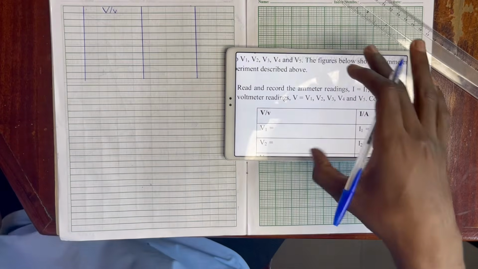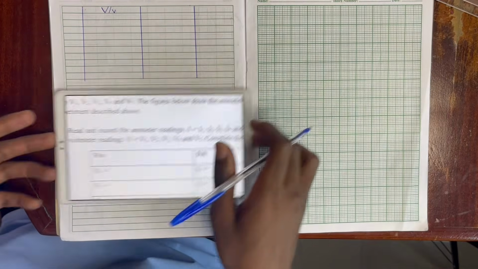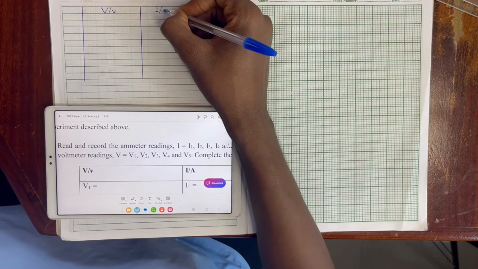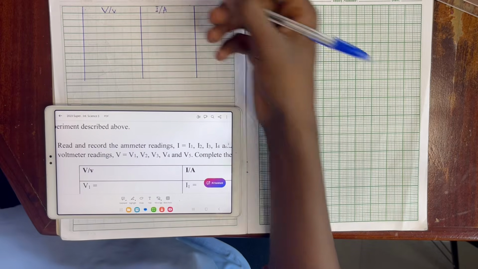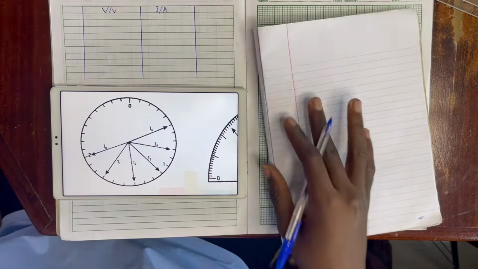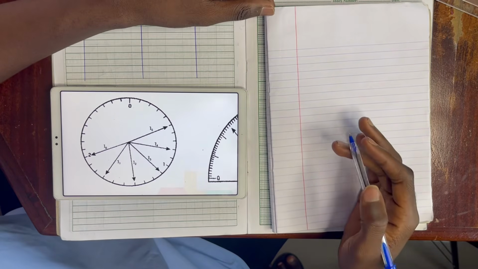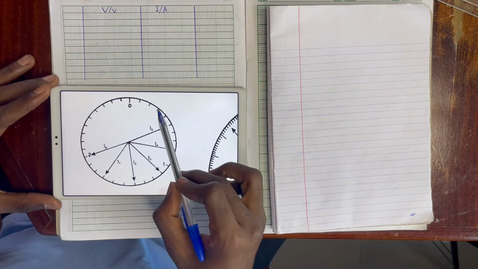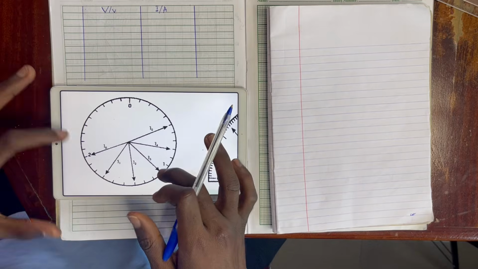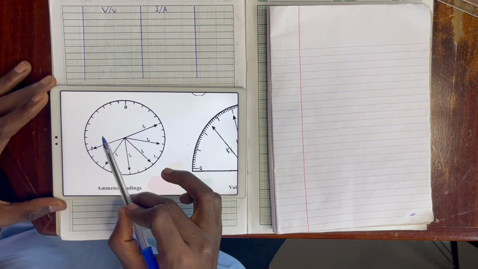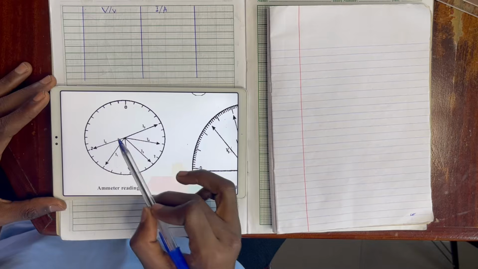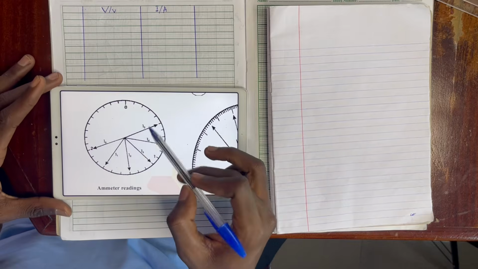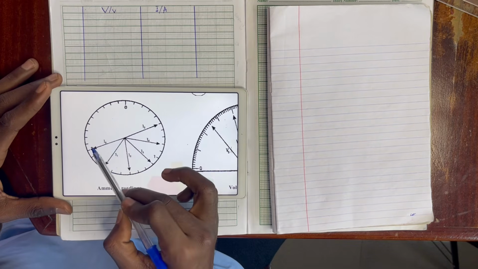V, my small v here, represents the unit for voltage. Then I represents current. The unit of current is ampere. So let's do the reading. Now, if you remember what I taught, I mentioned to you that students really find it difficult to read the smallest values on the instrument. Now, this is the ammeter. We were told initially that I0 is the maximum reading on the ammeter. So let's see. So we have 0, 1, and then 2.